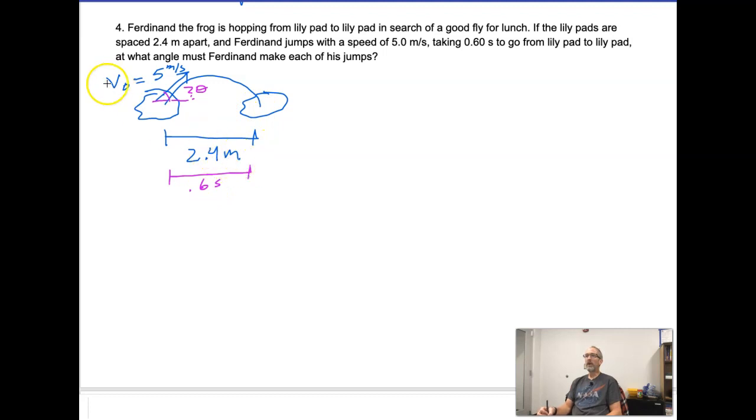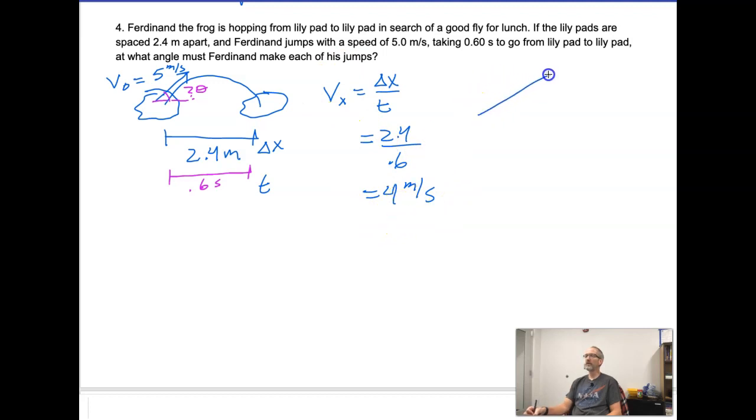Let's figure out what the speed in the x direction is. Now, how are we going to do that? Well, we have a time, we have a delta x. That means that v in the x is equal to the change in position over the time. So let's plug everything in. This is 2.4 divided by 0.6. And if I do 2.4 divided by 0.6, I end up with 4 meters per second. So that makes the velocity in the x 4 meters per second.